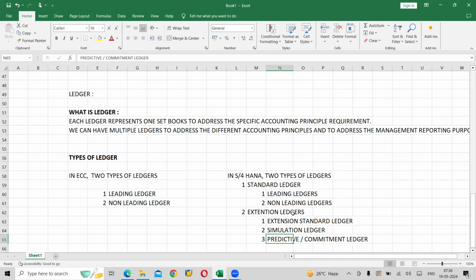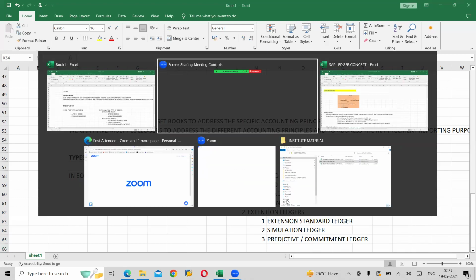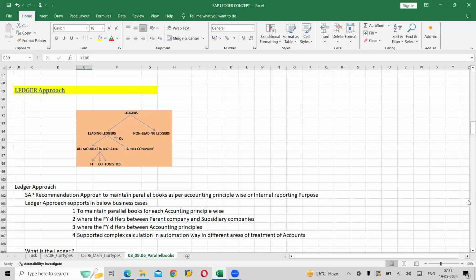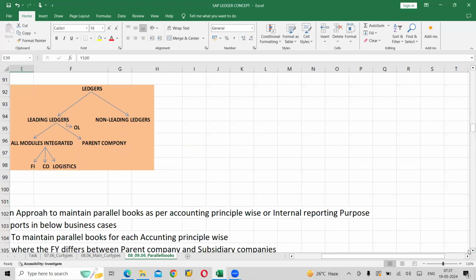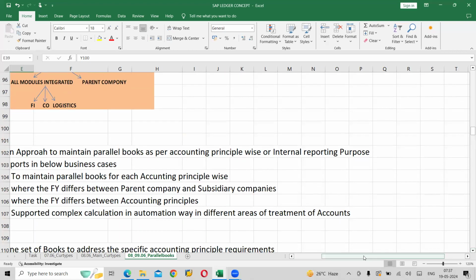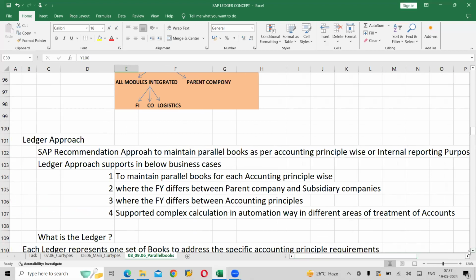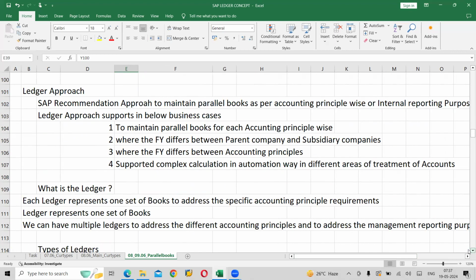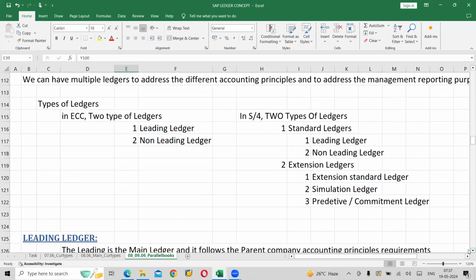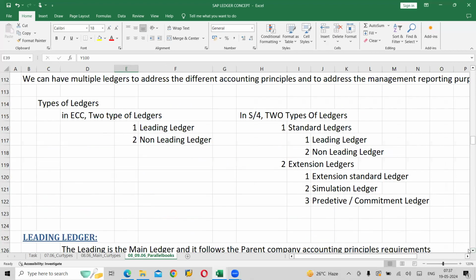Clear? So each and everything we will discuss. What do you mean by standard? We know leading and non-leading ledger, but again, I'll go in depth. So here I have already prepared the notes for this. Same thing I have mentioned here also. Able to see the screen?